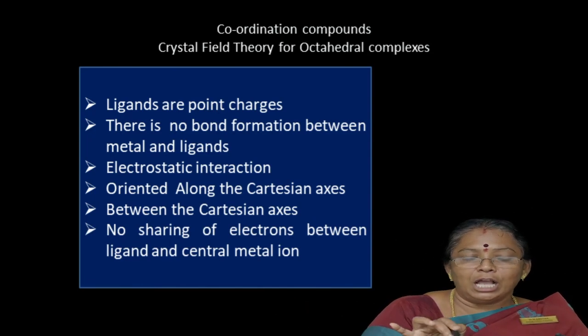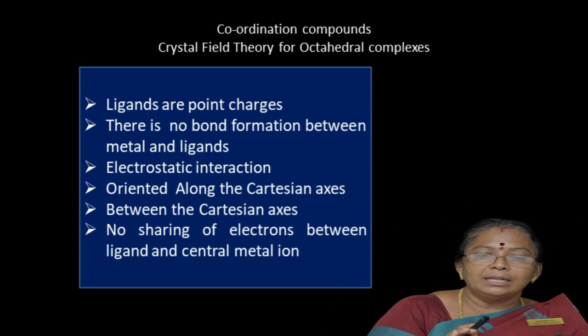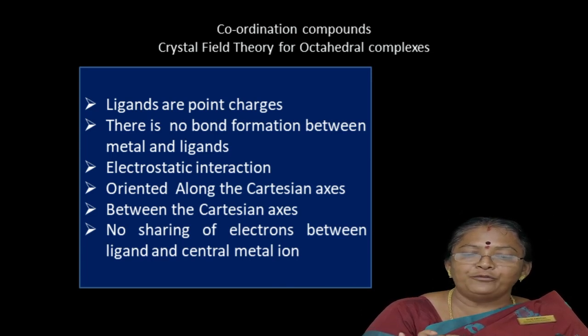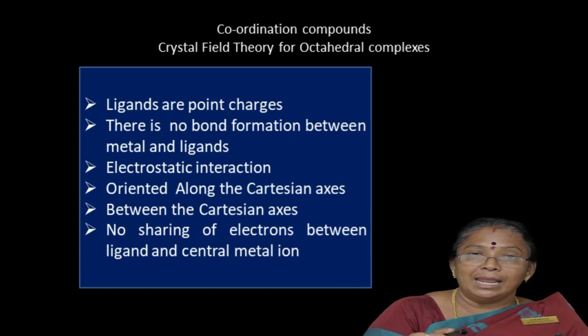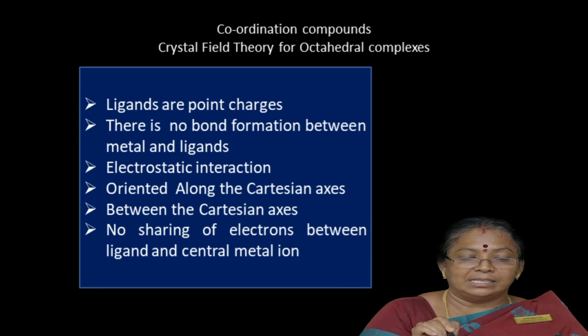What are the hypothetical points discussed in the crystal field theory? Ligands, that means ammonia, aqua, cyanide, thiocyanato, are considered as point charges. There is no bond formation between the metal and the ligands, just an exchange of electrons, that means electrostatic interaction is taking place. The x squared minus y squared orbital as well as the dz squared orbital are oriented along the Cartesian axis.